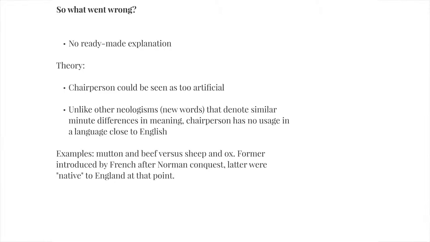The other one is that when you have new words come into the language, there needs to be either a big group or an influential group that uses it so that other people start using it as well. And that apparently isn't happening with chairperson. An example of when that was happening was in the Norman Conquest. The French brought in a bunch of French words like mutton and beef, and because they were the new ruling class, those words really easily filtered into the English language.